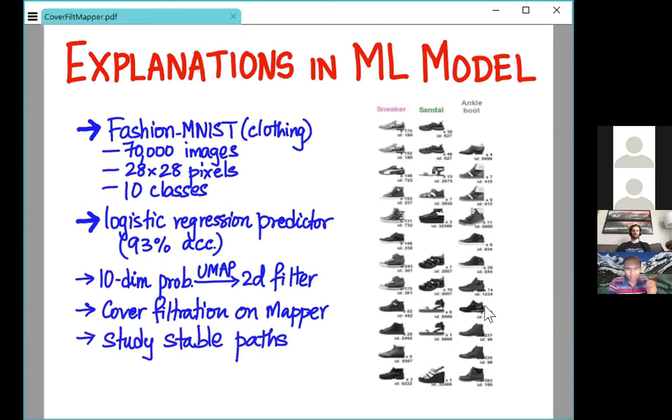So this is just one sample output. We are looking at, let's say, sneaker, sandal, and ankle boots. These are stable paths of up to 12 edge length, or 12 hops, from the nodes corresponding to sneaker, sandal, and ankle boots. For each node, I'm listing representative members from the 3 classes. And if there is an image missing in a node, for instance, there was no ankle boot in that node in the mapper that had sneakers and sandals, but no ankle boots.